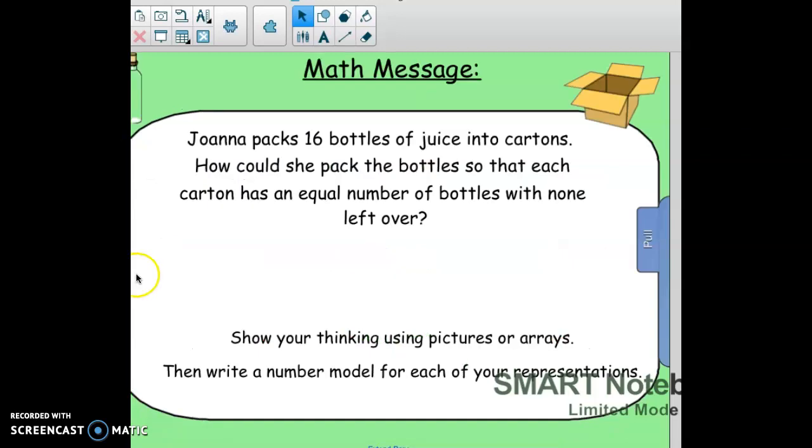Now it's time for today's math message. Joanna packed 16 bottles of juice into cartons. How could she pack the bottles so that each carton has an equal number of bottles with none left over? Show your thinking using pictures or arrays. Then, write a number model for each of your representations. Again, please pause the video to allow yourself time to solve.